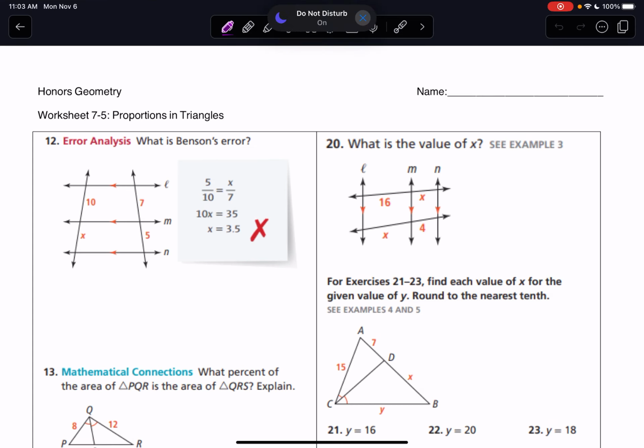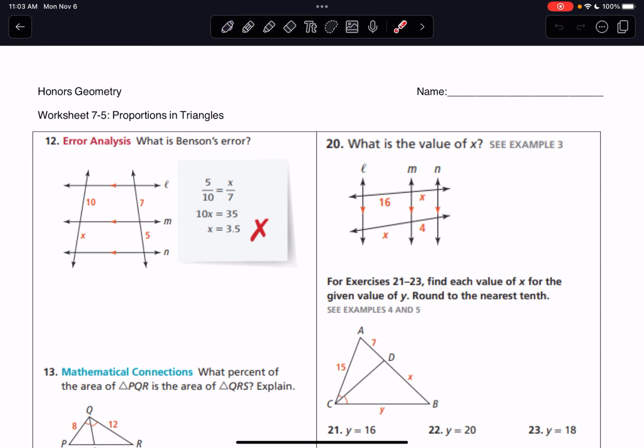Hello everybody. It is time for us to look at the 7-5 proportions in triangles worksheet. So finishing up topic 7 here, going to look at the side splitter theorem and yet another angle bisector theorem. So first of all, it says what is Benson's error?